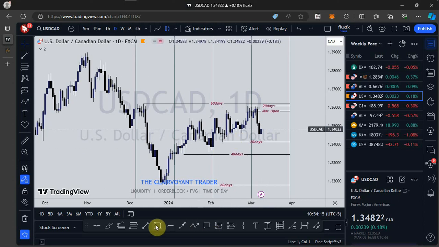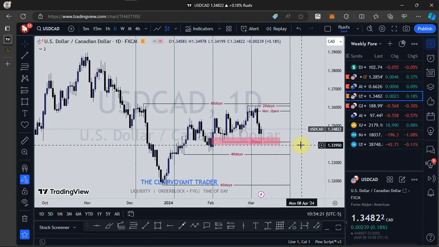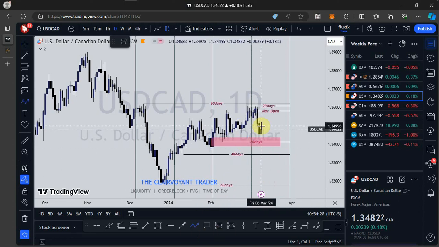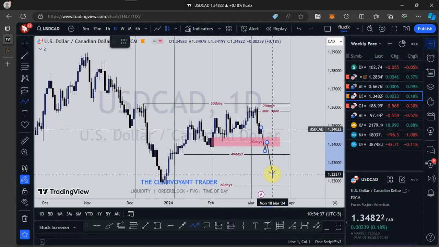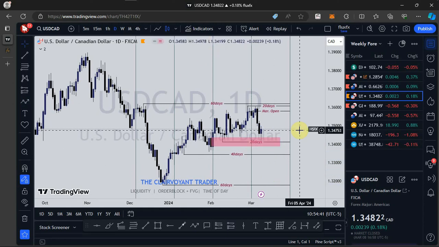Just as you've seen here, we have a bullish order block. I'm not expecting this bullish order block to hold price. Eventually I expect to see this bullish order block being violated, and once it's violated, I expect to see price close below it. That is where I'll look for sales to push price to take out the previous 40-day low as well as the previous 60-day low. So that is my expectation so far as USDCAD is concerned.